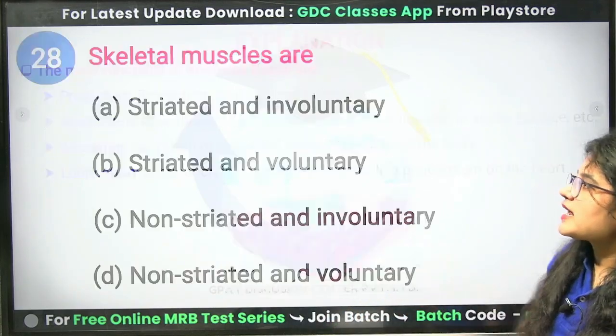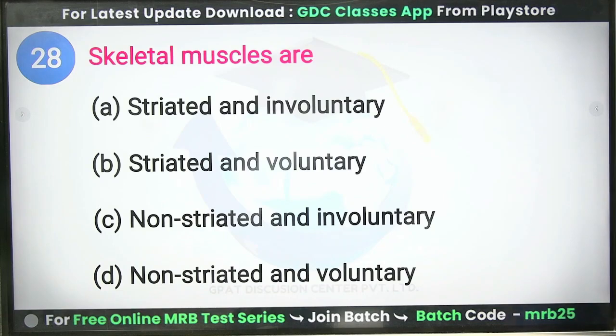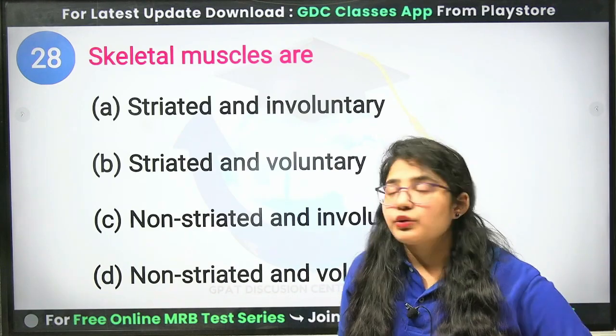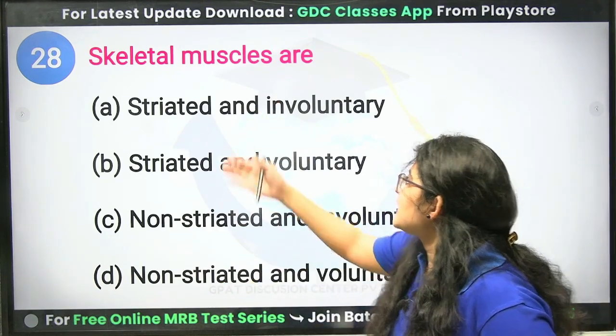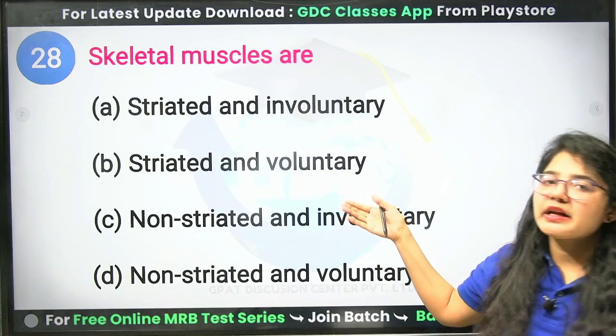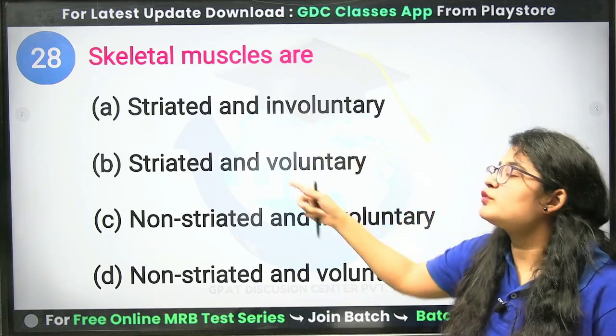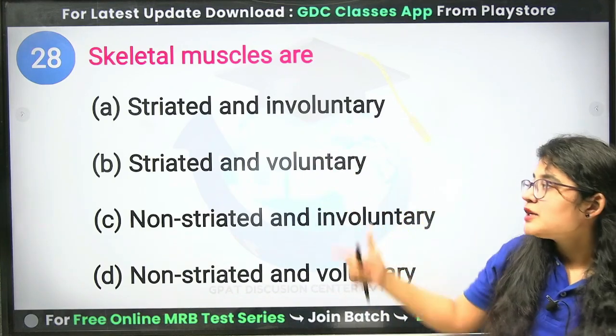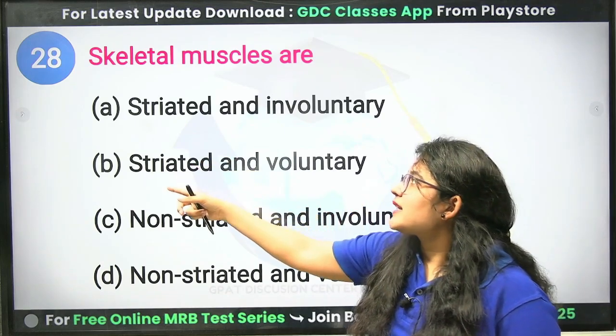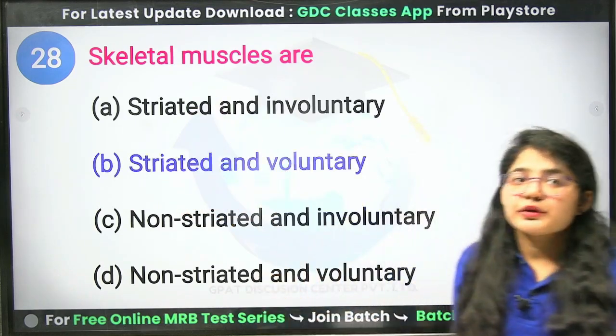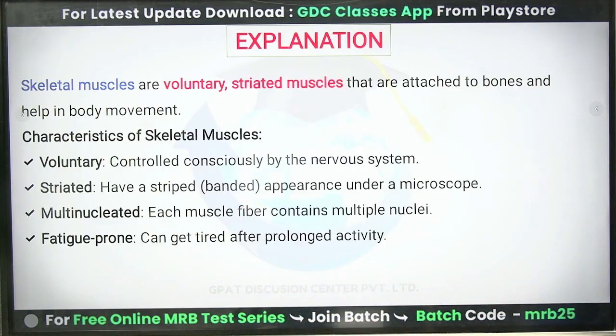Clear? Next question. Skeletal muscles are, okay, we already know skeletal muscles are the striated voluntary muscles because we can move our hand according to our will. So that is voluntary, and striated represent the skeletal muscles. So correct answer will be striated and voluntary.